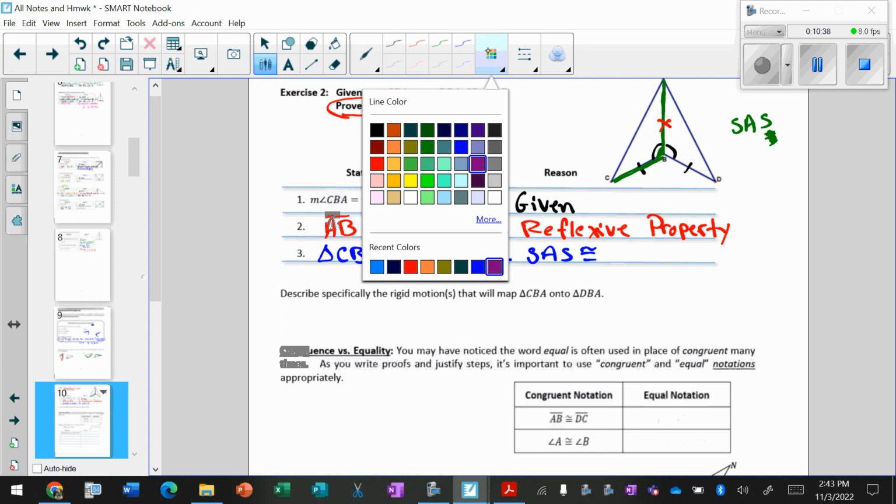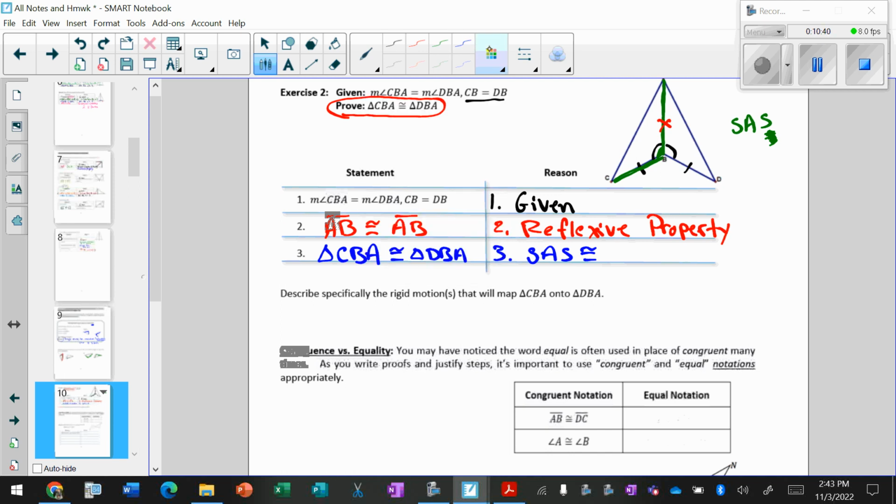What single transformation will map CBA onto DBA? That would be a reflection over side AB. So if we just folded our paper in half on AB, then the two triangles would end up on top of each other.